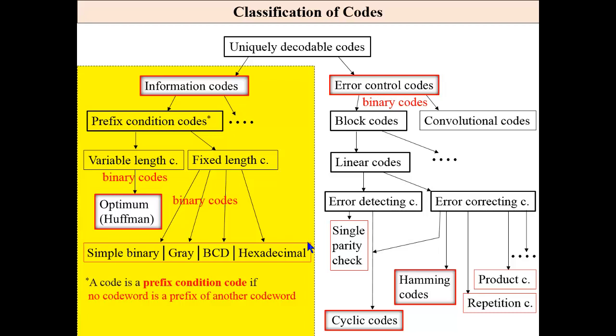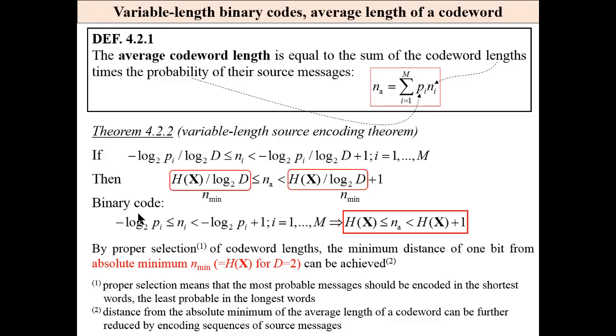Now classification of codes. At first, information codes at the left. We will be dealing with the prefix condition codes. A prefix condition code is code if no code word is a prefix of another code word. This is a condition for prefix condition code, and we will be dealing with variable length code. We will skip fixed length codes, simple binary, gray, BCD, and hexadecimal. Optimum Huffman coding is the subject of next slides.